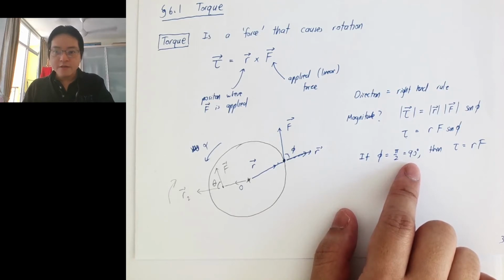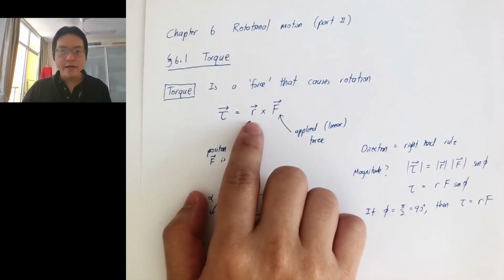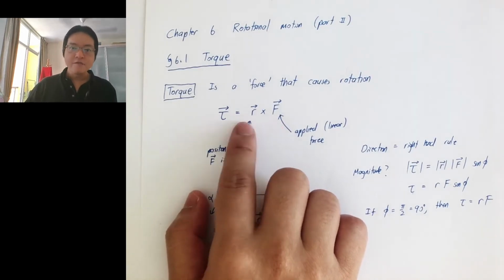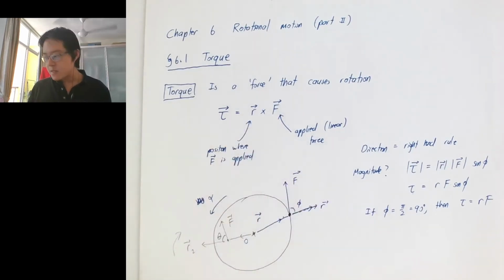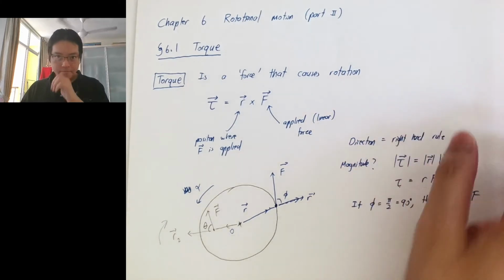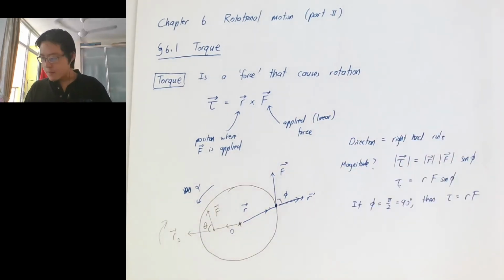Correct. Right hand rule is always from r to F. For a cross product, it's always your right hand from the first vector to the second vector. Any other question?